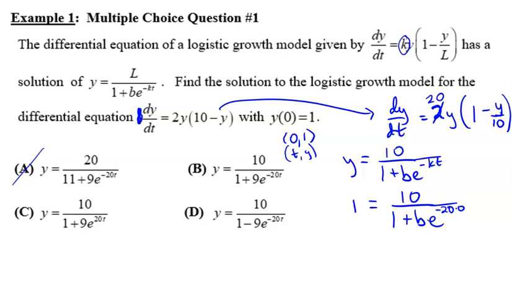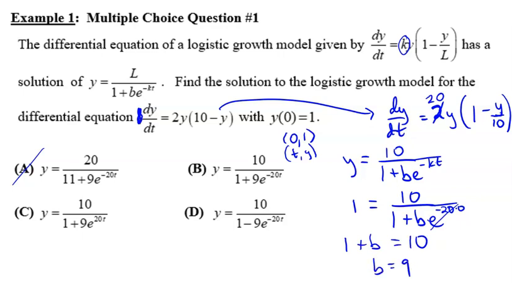Then we end up being able to solve for b. This right here is just a 1. And then I'm going to multiply both sides by 1 plus b. So we have 1 plus b equals 10. And then we can subtract 1. So b is equal to 9.